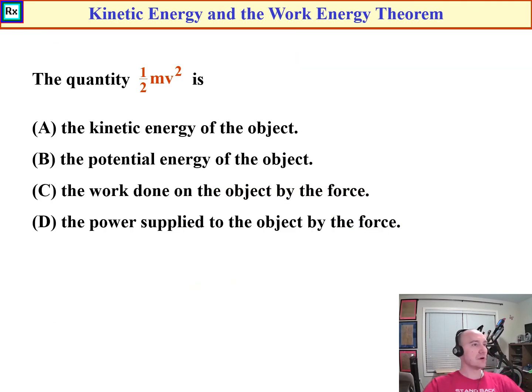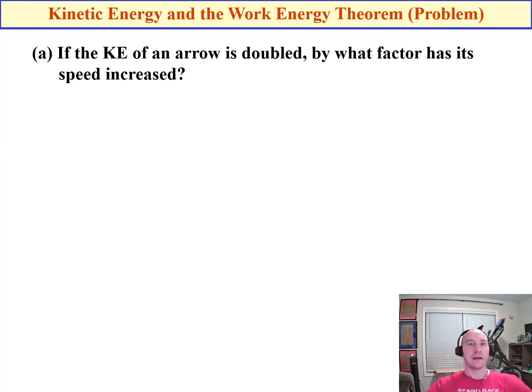All right, so what is the quantity 1/2 mass times velocity squared? What is that? Go ahead. All right, so 1/2 mass times velocity squared, that is kinetic energy. So if the kinetic energy of an arrow is doubled, by what factor is its speed increased?